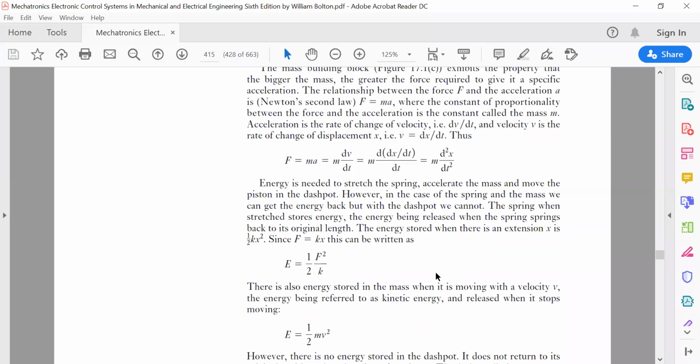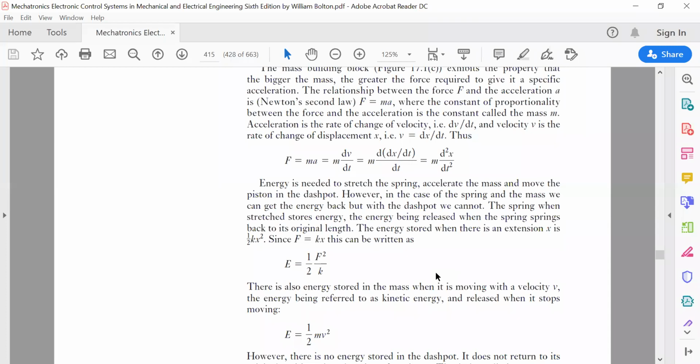Like if I'm talking about the electrical analogy, I'm talking about a capacitance. You must be knowing the formula for the energy stored in a capacitance. But if I'm talking about a resistance, then there is no formula. That means it's not able to restore its original position, or we cannot get back the energy dissipated. The same is with the dashpot.